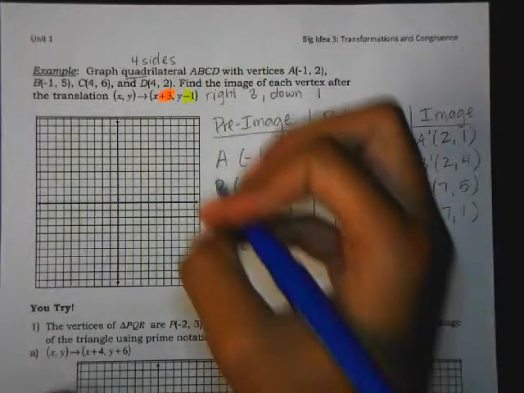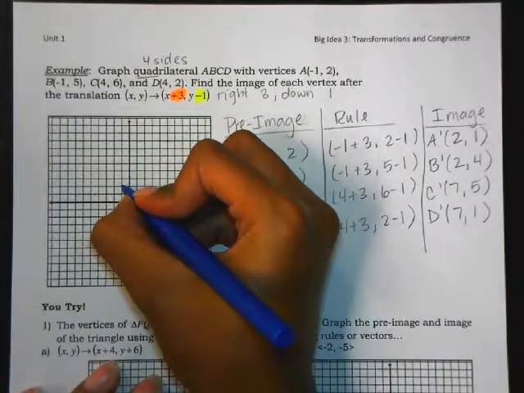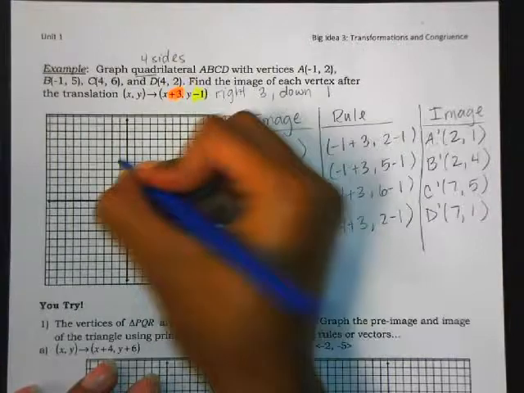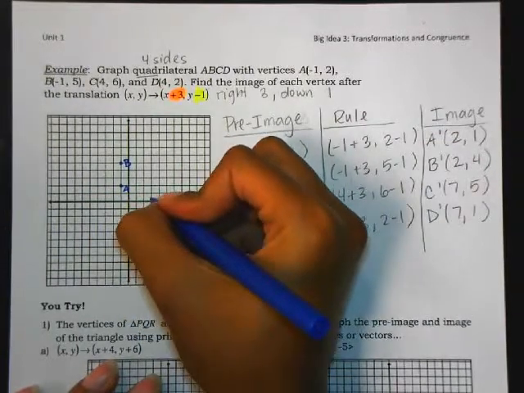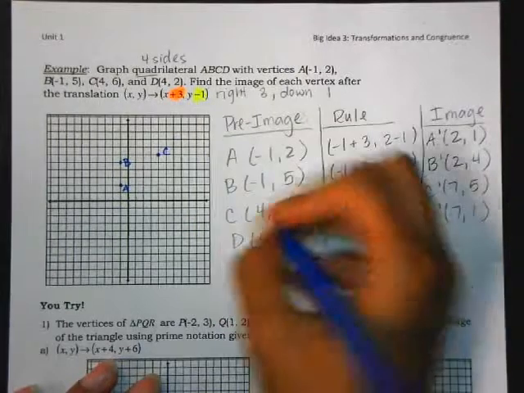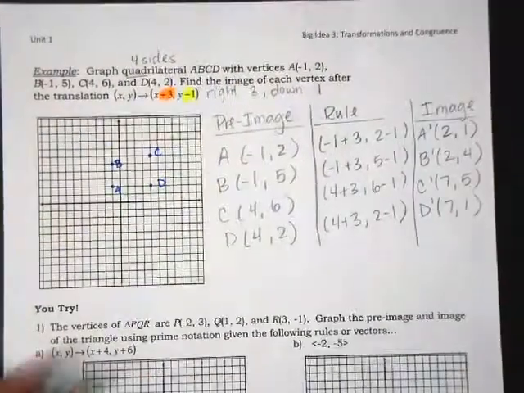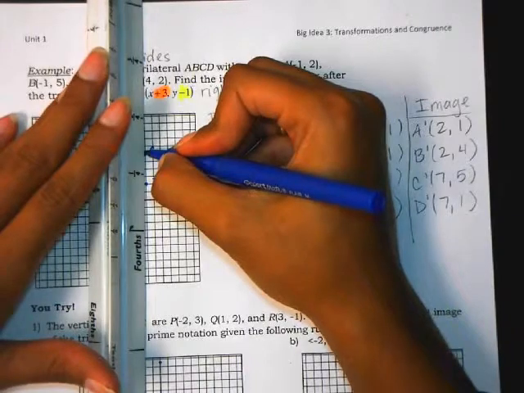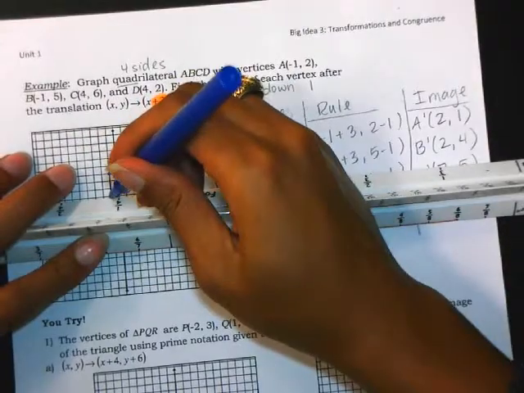So, -1, 2, there's my A. -1, 5, that's B. 4, 6, okay, that's C. And 4, 2, that's D. Okay, so go ahead, grab your straight edge, and connect these points because they are a quadrilateral. Alright, so that's our pre-image.